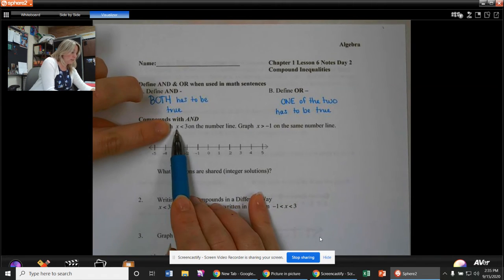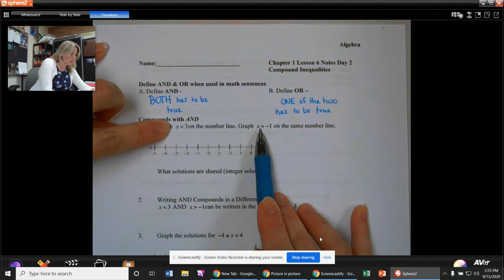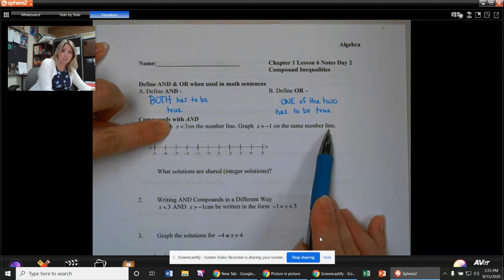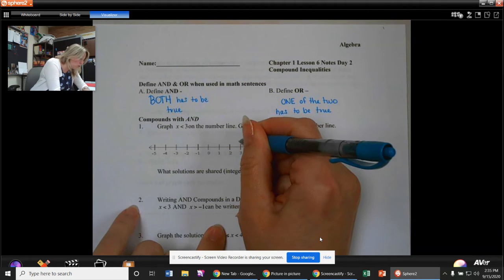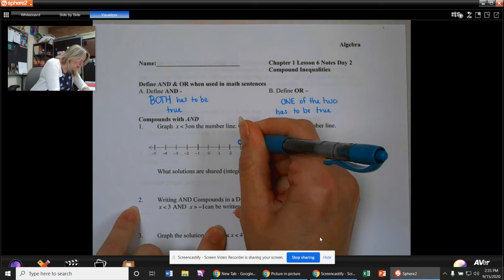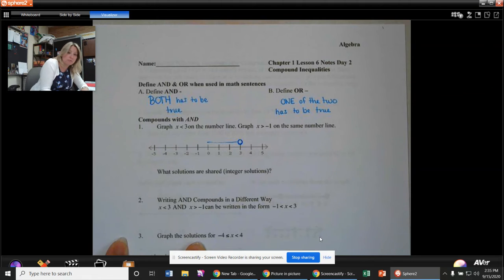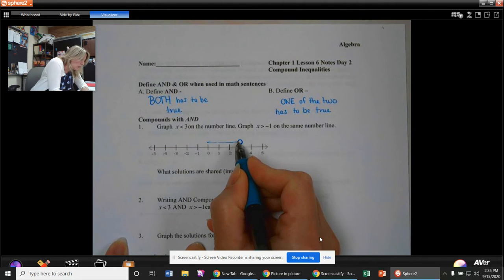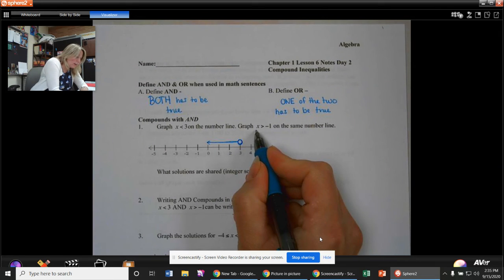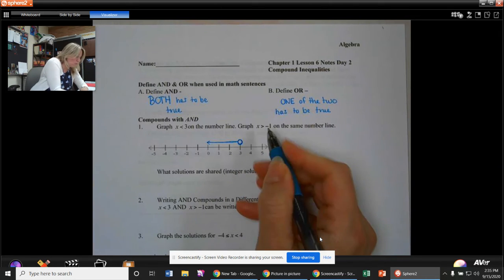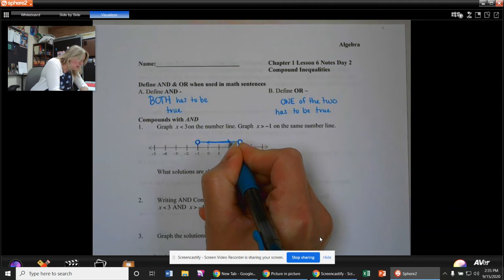Graph x is less than 3 on the number line. And then graph x is greater than -1 on the same number line. So let me show you how that's going to look. X is less than 3. Well, that's an open circle over 3. Here's 3. And less than 3, we go this way, right? I'll put my arrow. Now, graph x is greater than -1. Well, look, that's an open circle over -1, and greater than -1 heads this way.